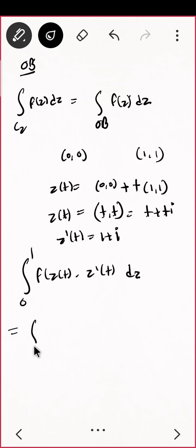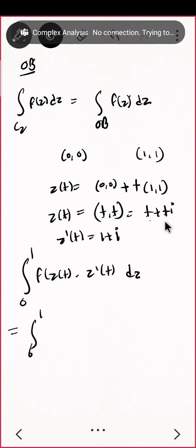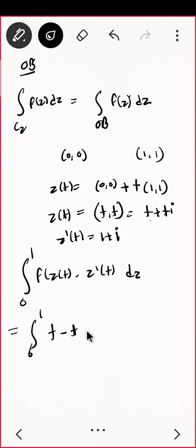So 0 to 1, what is f of z of t? You see, at the place of x and y, you just need to put t, t. So what was the function? It will be t minus i 3t square, and multiplied by z dash of t. What is z dash of t? That is 1 plus i, and this is dt. You just need to solve this and calculate.